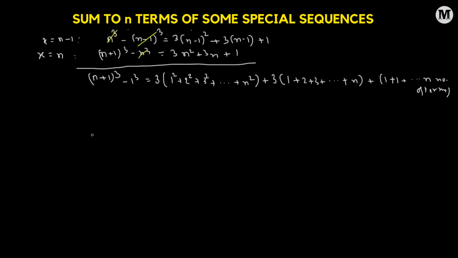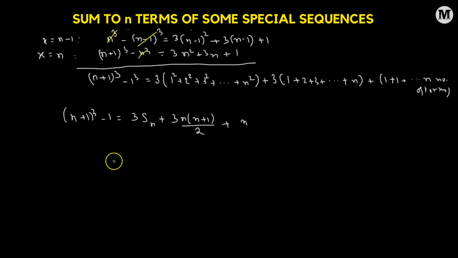Okay, let's try to simplify this. So we now have (n + 1)³ minus 1 equal to 3 times, and this is the sum that we are trying to find out. This is Sn, that is the sum of the squares of the first n natural numbers, added to 3 times, now this is the sum of n natural numbers. We've already found out that this is simply n times (n + 1) divided by 2, added to, now we have 1 getting added to itself n number of times. So we can say this is simply 1 multiplied by n, or we can say it's n.